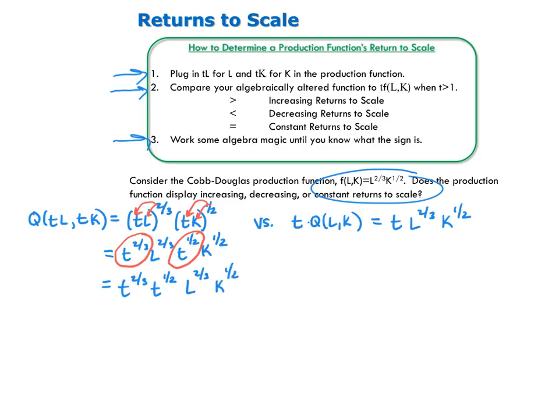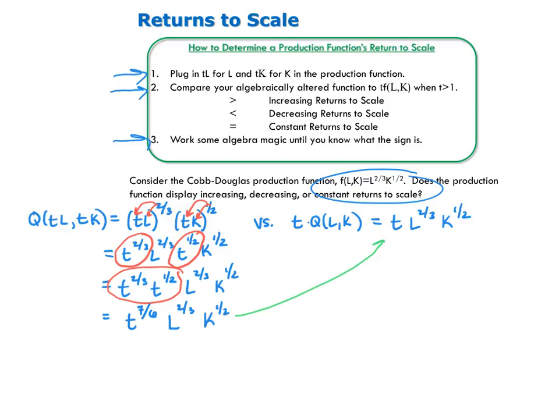And now, using my exponent rules, I'm going to combine the two t terms. t to the 2/3 times t to the 1/2 is t to the 2/3 plus a half. Well, 2/3 plus a half, what is that? Common denominator. 2/3 is 4/6, and 1/2 is 3/6. So these two t terms combine to t raised to the power 7/6. And then times L to the 2/3 K to the 1/2. At this point, I'm at a pretty good place for comparison.